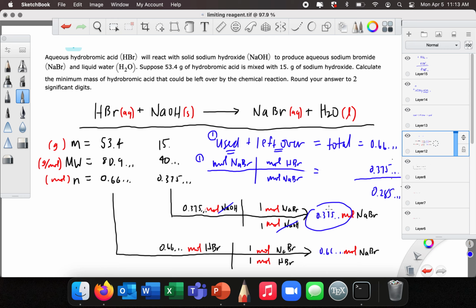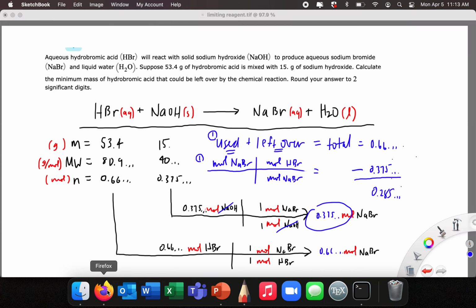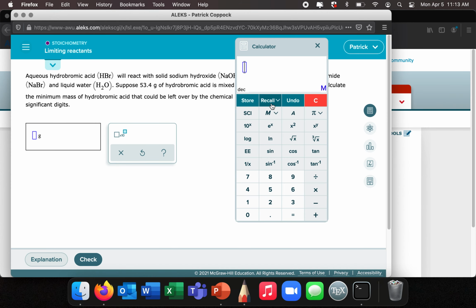I made 0.375 sodium bromide, and we convert that back to HBr. So it must be 0.375 that's used. That's a subtraction problem, right? 0.66 is how much I had available. This is how much I used. This is how much is left over, 0.285. Let's go back over to our calculator and say it was 0.66 minus 0.375. That's going to be about 0.285. That's how much I have left over. That's 0.285 moles of HBr.